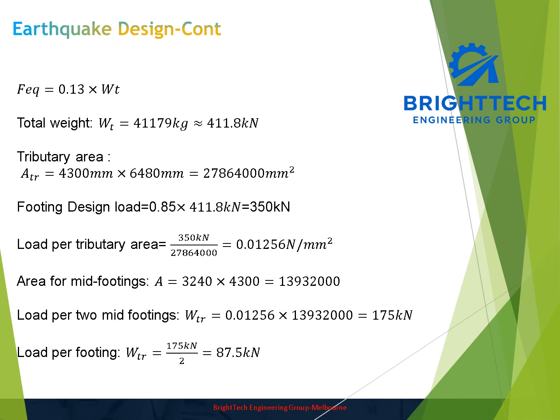An area for mid footing is 3240 multiplied by the width, which is 4.3 meter, and results in this value. And load per two mid footings is the calculation of the load per area multiplied by the area, so it's 175 kilonewton. And load per footing, so we have two footings each side, so just divide by 2. This is the final load that we need to design the independent footing for.